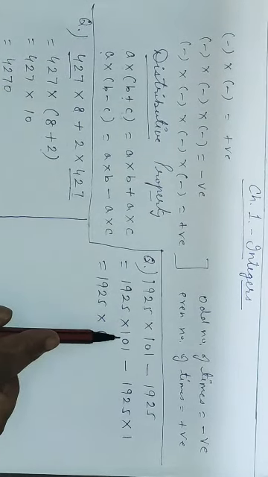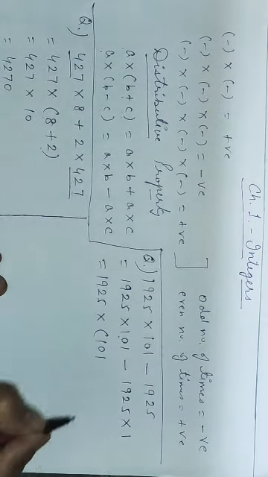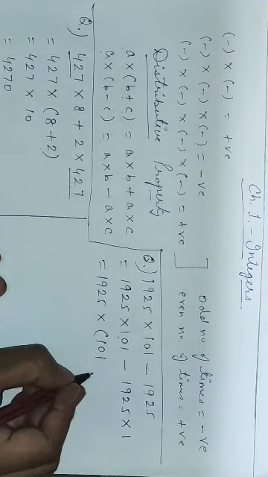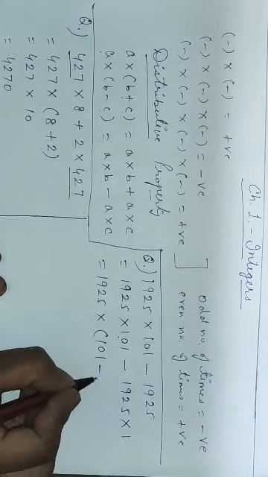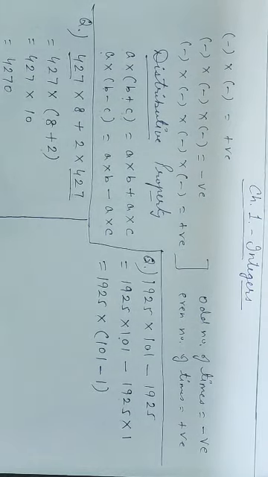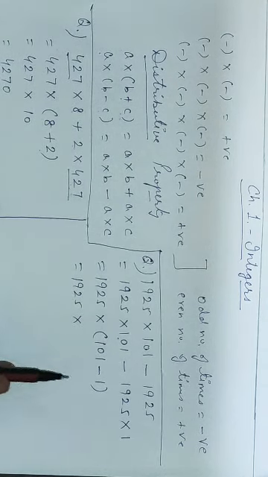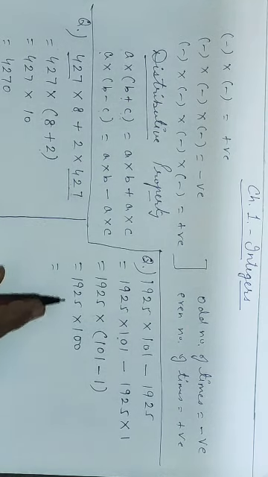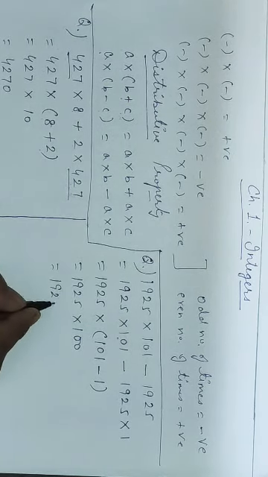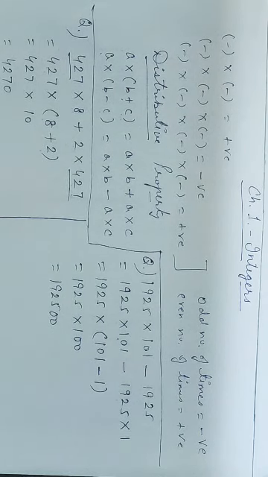Now see here, in the first part 1925 is to be multiplied with 101. So I will write here 101. Then minus, in the second part 1925 is to be multiplied with 1. So I will write here 1. So 1925 multiplied with, now subtract the two, 101 minus 1, the answer is 100. So 1925 into 100, the answer is 192500. So this is how we can make the calculations easier using distributive property.